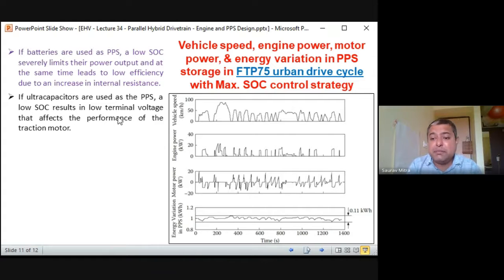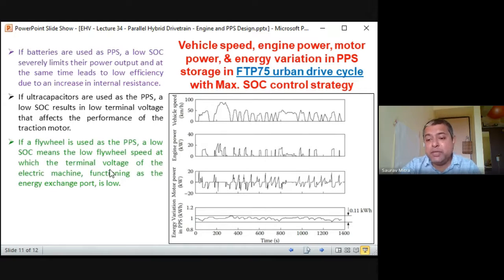So ultracapacitors can be used. So if ultracapacitors are used as PPS, a low SOC results in low terminal voltage that affects the performance of the traction motor. So in this case, what we are finding is ultracapacitors have lower internal resistance. So this might be a better replacement for a battery as a PPS.